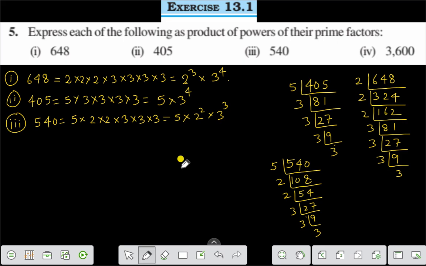Question number 4 is 3600. Let us see 3600. Let us find. Question number 4 is 3600. That can be written as 3600. Let us find 3600. You can divide it by 5.